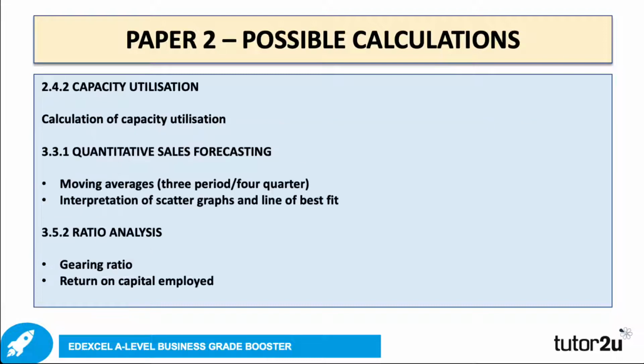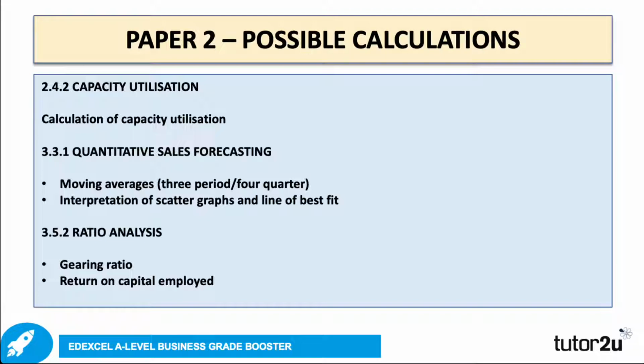You also may be asked to calculate capacity utilisation. Quantitative sales forecasting is on the Advanced Information, so you may be asked to calculate moving averages, which has been examined before. A 4-quarter moving average has been used, but today we're going to look at a 3-year moving average. You may also be asked to interpret scatter graphs and lines of best fit, and calculate seasonal variations. And finally, gearing ratio and return on capital ratio.